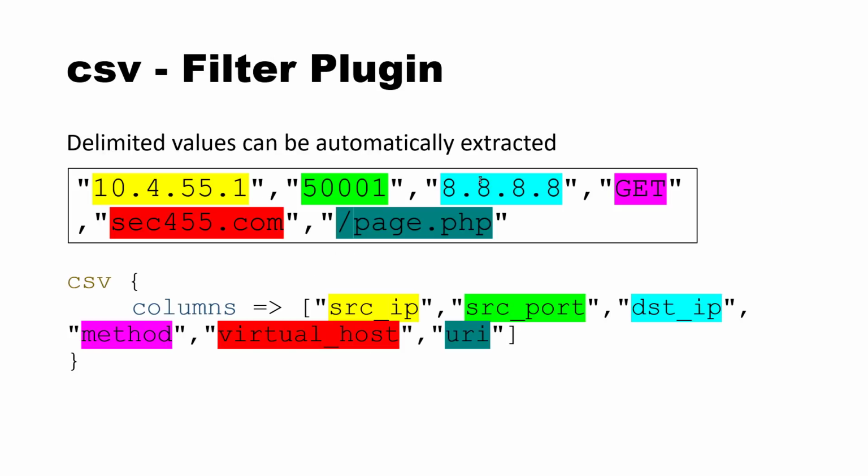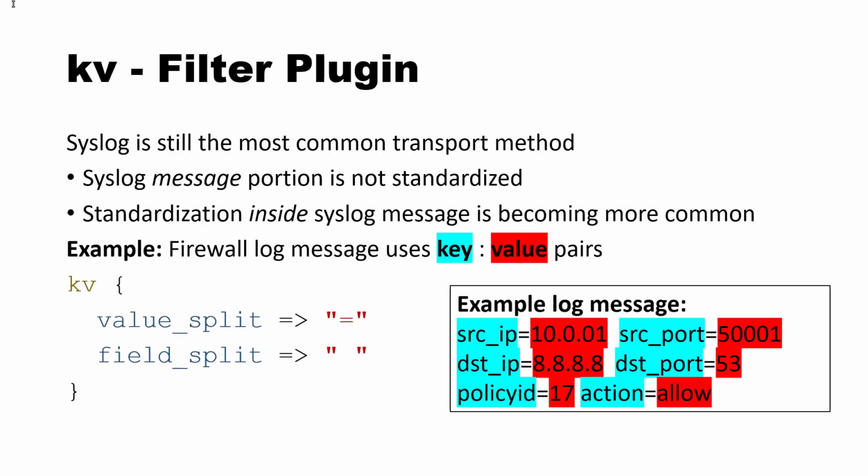So here's your CSV filter plugin, right? The thing in the box would be the log that we threw in. The thing on the bottom is what the plugin would look like in Logstash. So we just say we're throwing in a CSV, and the columns are going to be in this order: source IP, source port, test IP, method, virtual host URI. We throw in this, and it knows exactly what order each one of them is. Every single one of these becomes a field in that JSON document that goes into Elasticsearch. So nice and easy, right?